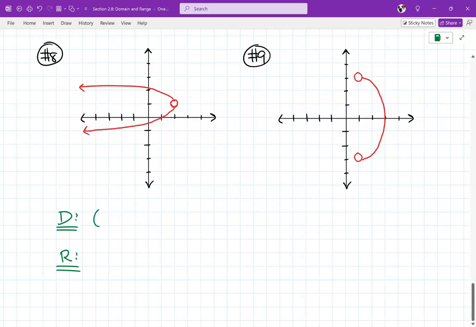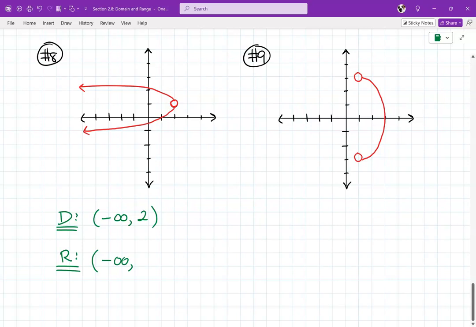Negative infinity. It's going left forever, right? How far right? I'm hearing some people saying it, but very lightly. 2. Do I include it? Is there a hole there? There's a hole, so I gotta not include it. Okay? The range is tricky. Let's see if anybody can get this right for me here. How low? What would you say? You're going low. How low? Negative infinity.